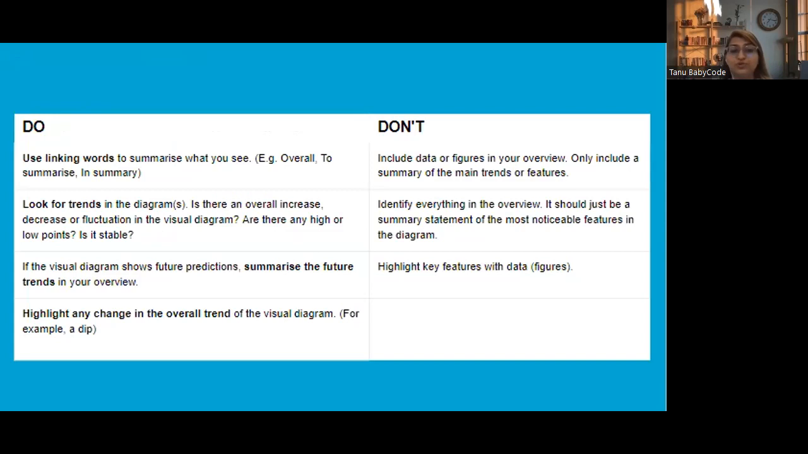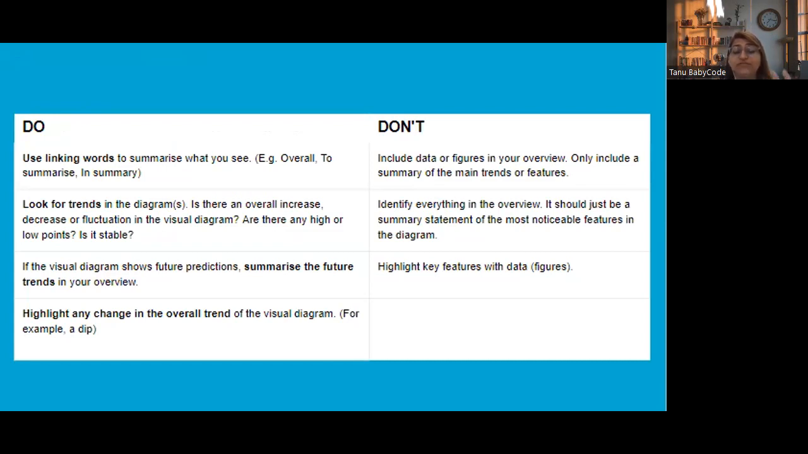Now, what are the do's and don'ts? You have to use linking words to summarize what you see. For example, overall, to summarize, in summary. Look for the trends. You can see that something is increasing, something is decreasing, any kind of fluctuation in the visual diagram, any high or low points, something stable. So you will look for those trends and then you have to write.